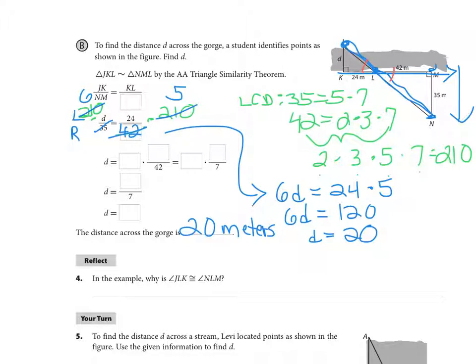All right, your turn, guys. Number 5, check in on that problem with some indirect measurement, and we will see you guys in class tomorrow.